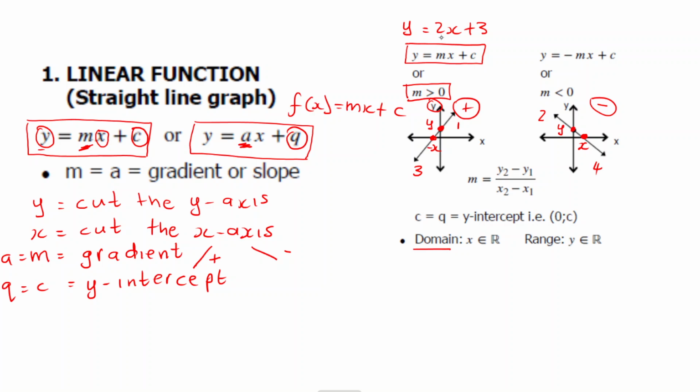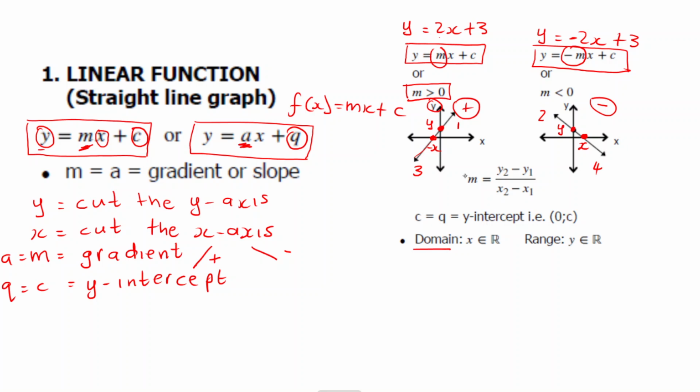If you see the m is negative, then you know the graph is going to be from the second to the fourth quadrant. If m is positive, you know your graph is supposed to go from the first to the third quadrant. So that's what you need to be aware of.